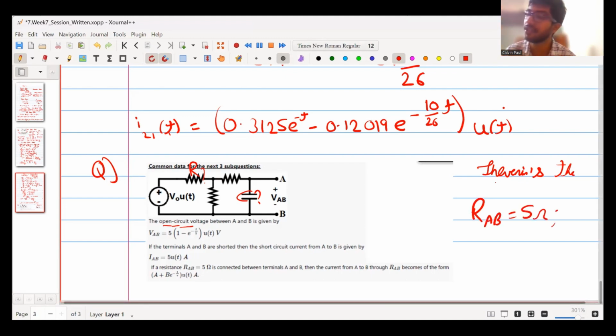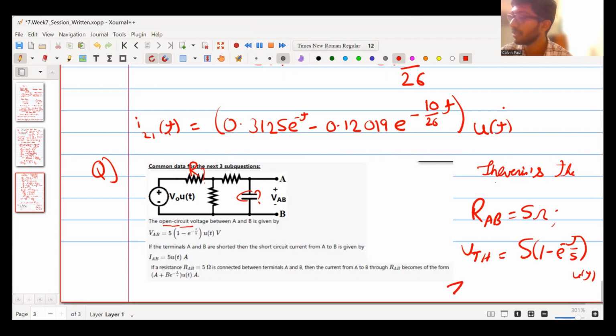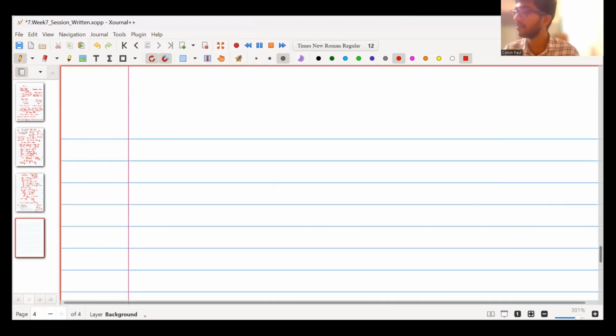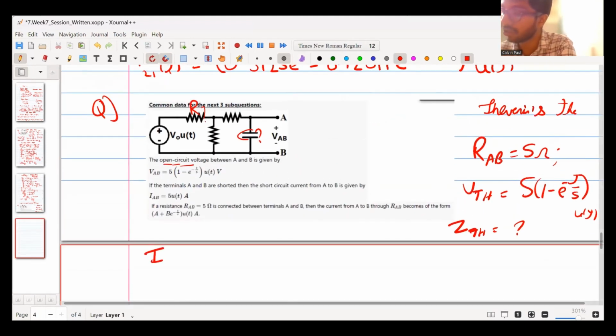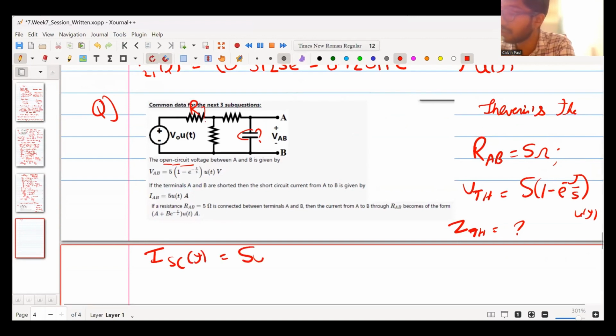What is my open circuit voltage or Thevenin voltage? VAB, that is 5 into (1 minus e raised to minus t upon 5) u of t. What is my Z Thevenin? ZTH is VAB by IAB. To find Z Thevenin, you have the open circuit voltage, you have the short circuit current, you divide them, that is your Z Thevenin. So your I short circuit is 5 u of t.